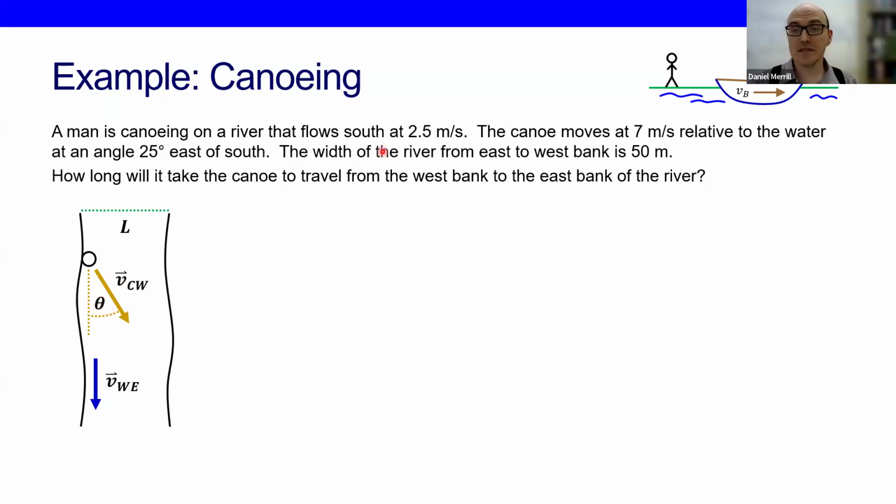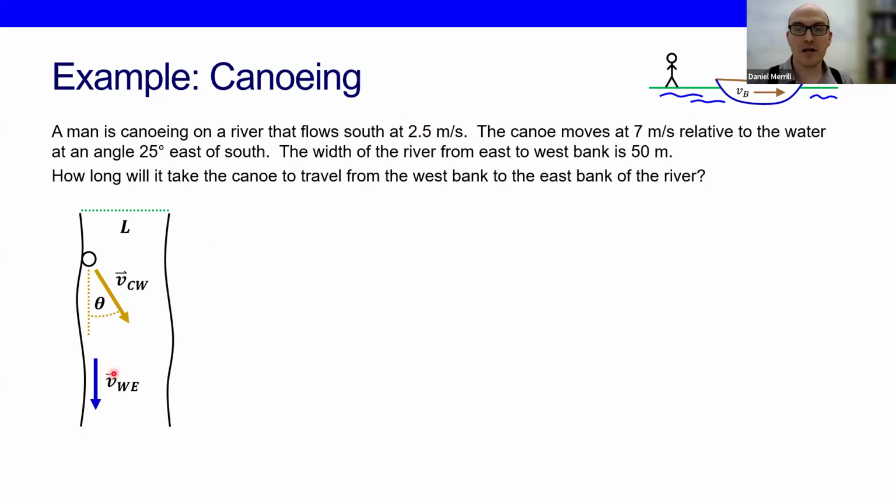I've also drawn the speed of the river. We know the river is flowing directly south, so I just drew a blue arrow directly south, and I've labeled the velocity of the water with respect to the earth. Because this is how the water is flowing across the earth, this 2.5 meters per second is the velocity of the water in the earth's frame of reference. Or in other words, somebody standing on the shore looking at the water would see the water flowing south at 2.5 meters per second. So I've drawn that arrow.